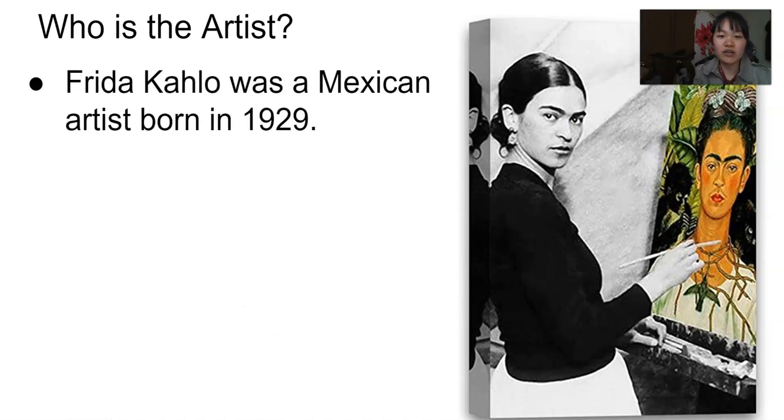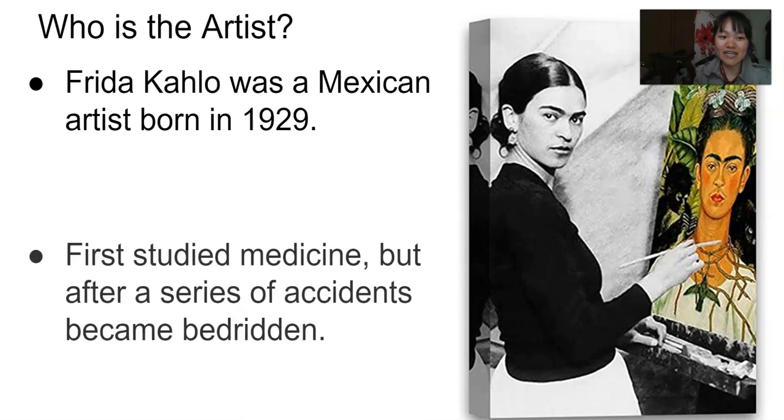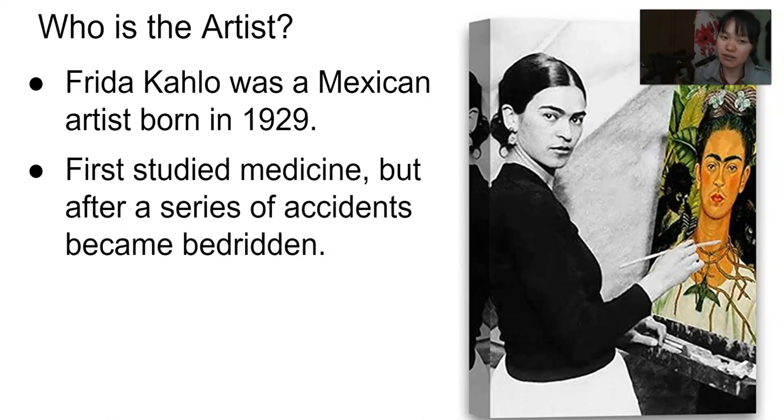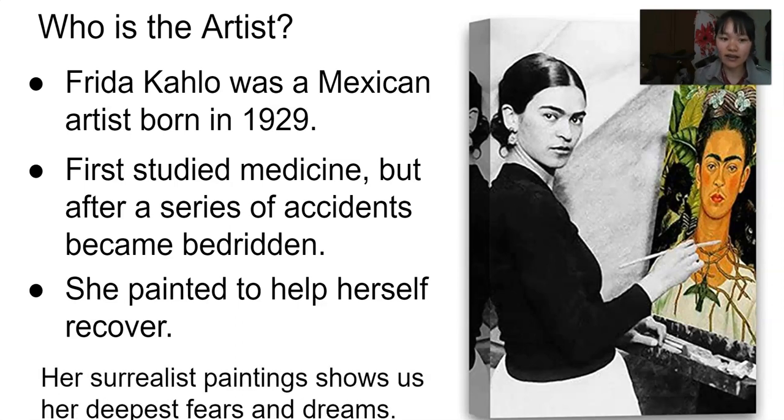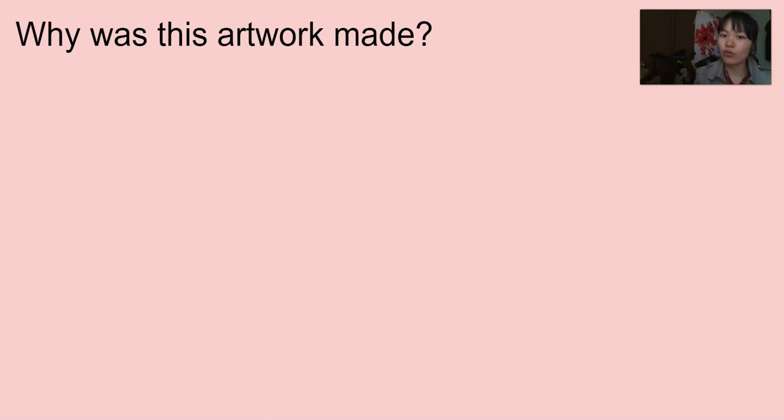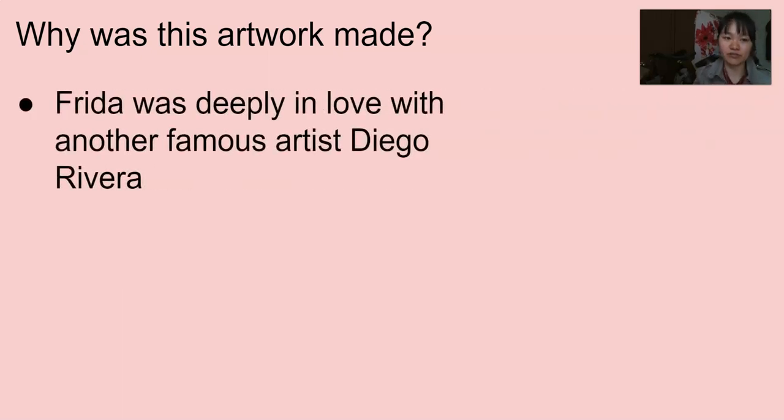Frida Kahlo was a Mexican artist born in 1929. All right. She first studied medicine, but after a series of accidents, she became bedridden, meaning she was sick and always had to stay in bed. And so, to help herself recover, she painted, and that really helped her get better. All right. And looking at her artwork, you can see that it's all about surrealism, showing her deepest fears and dreams.